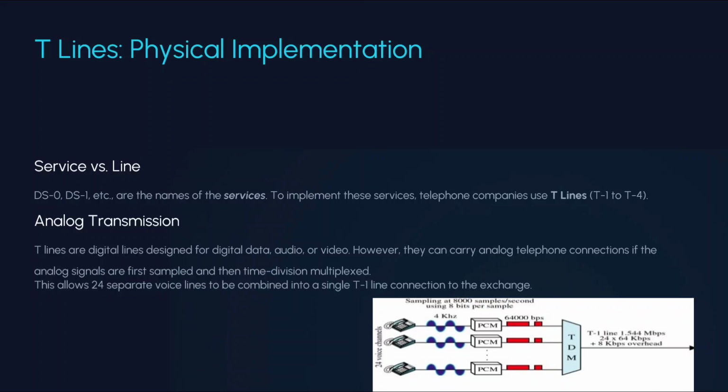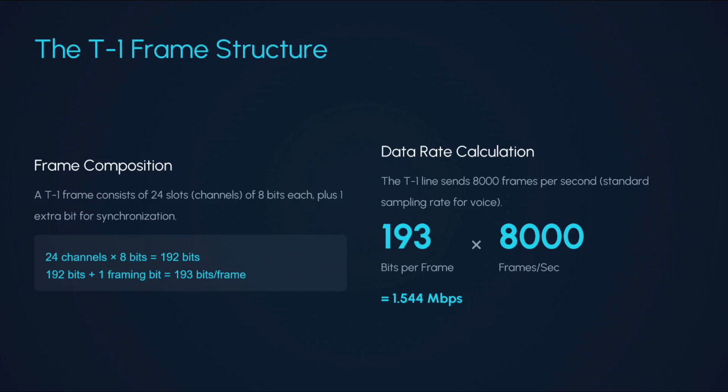Although T lines are digital, they can still carry analog voice signals. This is done by sampling the analog voice signal, converting it into digital form, and multiplexing it using TDM. This allows 24 separate voice calls to be carried over a single T1 line. Let us now understand how a T1 frame is formed.